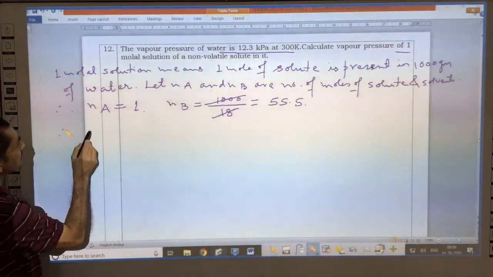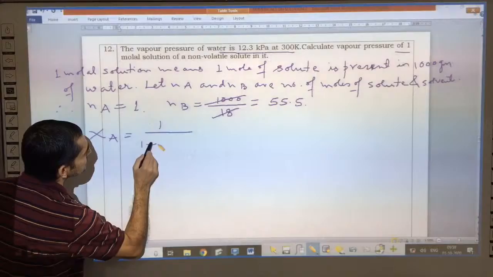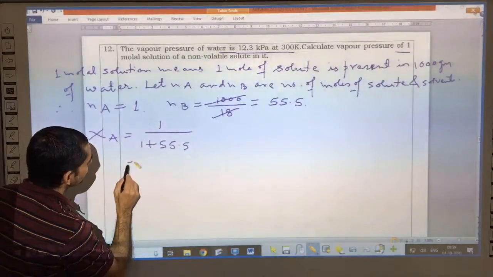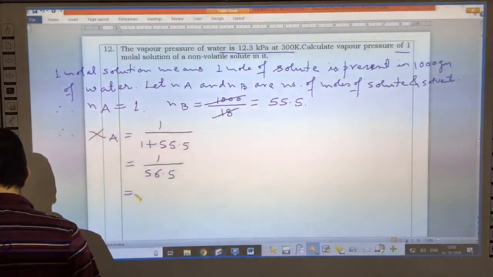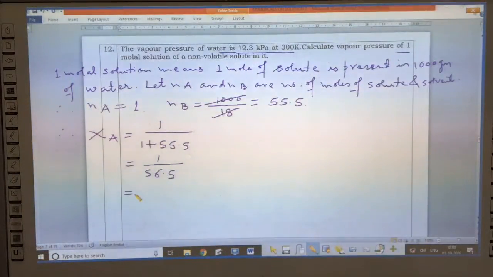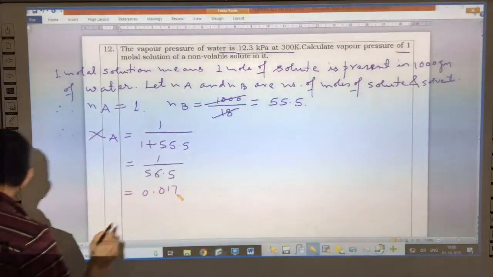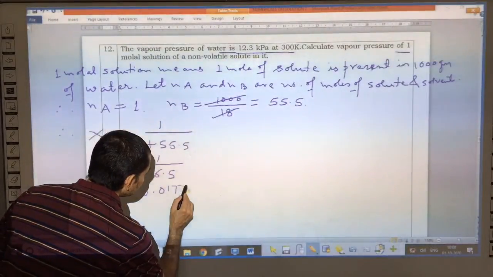We have calculated number of moles of both. Therefore, mole fraction of solute Xa will be equal to 1 upon 1 plus 55.5. This is equal to 1 upon 56.5. Let us solve it. What is mole fraction of Xa? I am solving it. Wait a minute. 1 divided by 56.5. It is 0.0176. 77 we can write, no problem. 77 this has come.